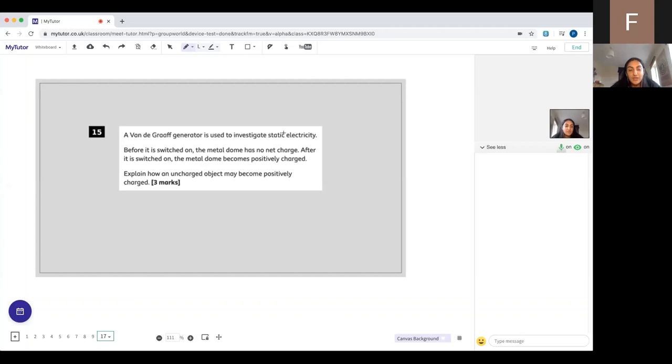Okay, so some really great answers in the chat, again, using all the key words and all the key ideas that we've talked about. So for this one, there is friction between the dome and the other object that it's touching or rubbing against. The friction causes electrons to be rubbed off from one material to the other, and this means that we lose electrons and it becomes positively charged. So again, it's that transfer of electrons, it's that loss of electrons that allows something to become positively charged. The transfer of electrons, once again, is really important.